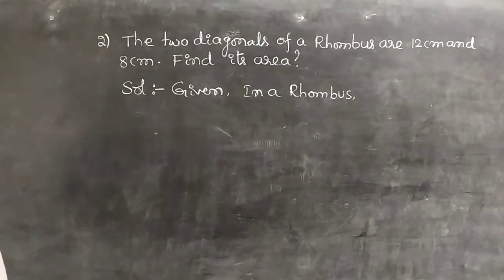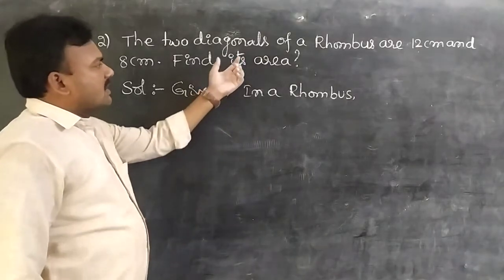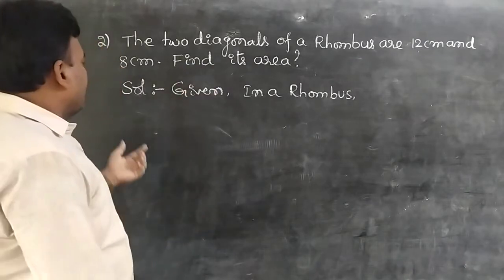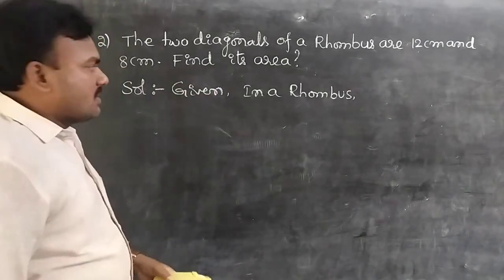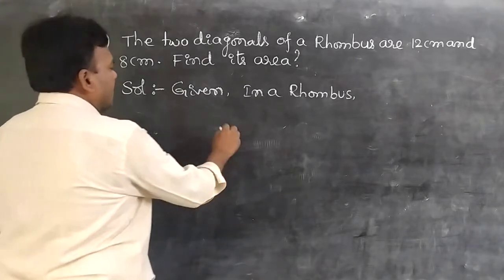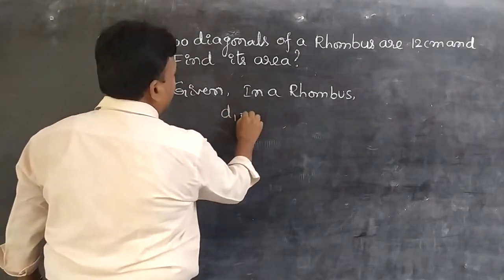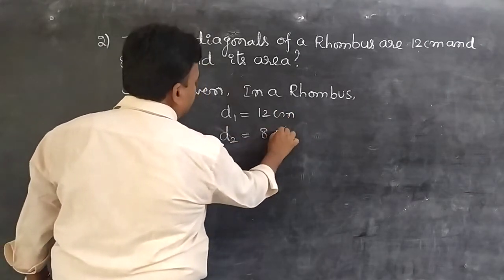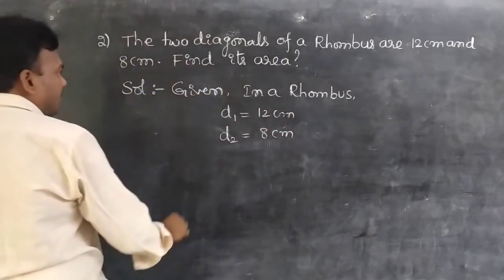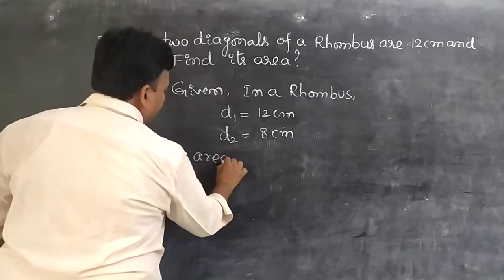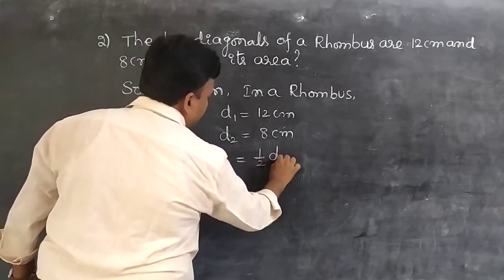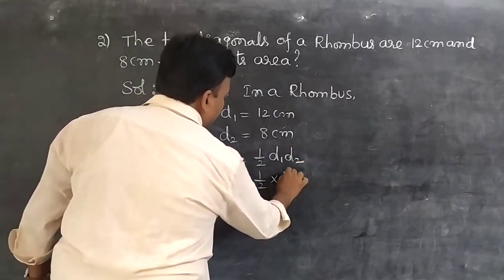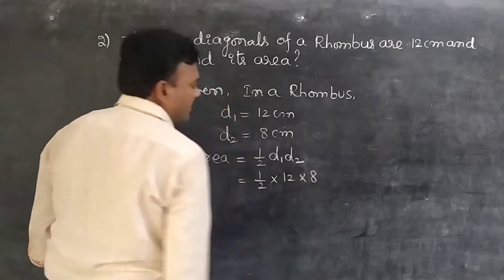Right. Go for the second problem. The two diagonals of a rhombus are 12 cm and 8 cm. Find its area. So observe, students, while going to the solution, here two diagonals are given. So in a rhombus, first diagonal d1 equals 12 cm and d2 equals 8 cm. Therefore area equals half d1 d2, which implies half into d1 value 12 and d2 value 8, students.